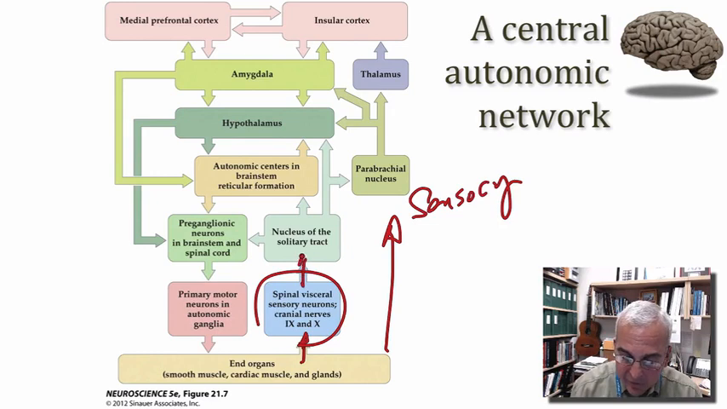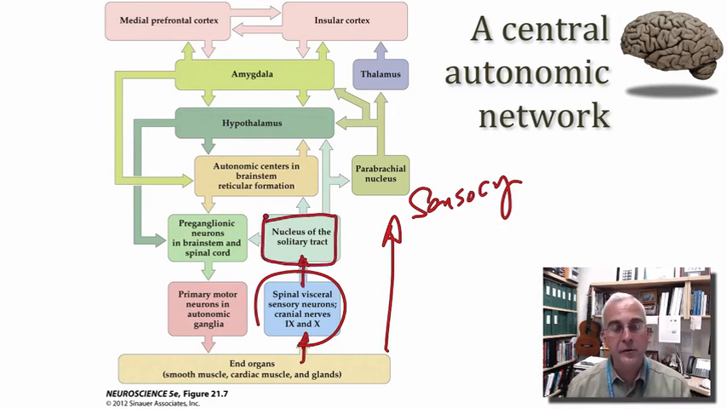And the nucleus of the solitary tract then becomes a very important integrator of this information. We've already talked about how the nucleus of the solitary tract gives rise to projections that impact our interneurons that organize the preganglionic neurons of the sympathetic and parasympathetic divisions in the brainstem and the spinal cord, and this thereby mediates local reflex activity that can alter the activity of our end organs.